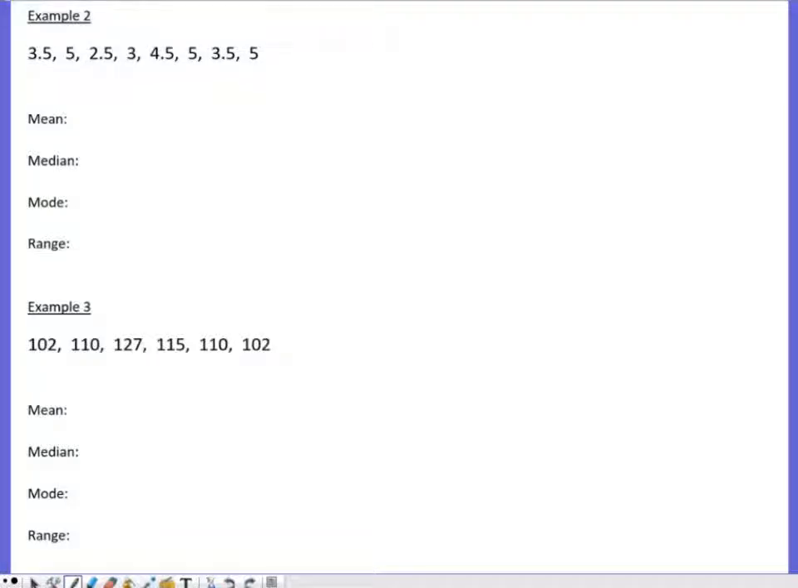To work out the mean, we're going to add them all together first. So we're going to do 3.5 plus 5 plus 2.5 plus 3 plus 4.5 plus 5 plus 3.5 plus 5. When we add them all together, we get 32. To get the mean, we're going to divide by how many there are. So 1, 2, 3, 4, 5, 6, 7, 8. So our mean is 4.